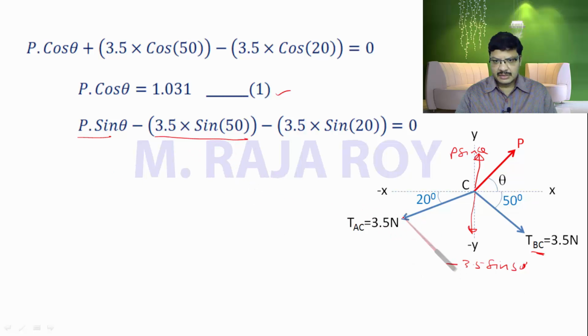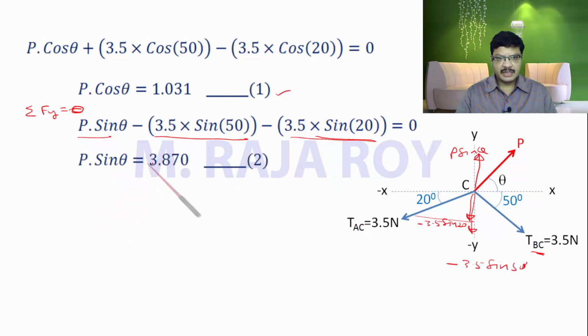Now if you observe this, this will also act in the downward direction, that is 3.5 sin 20, negative, equal to 0. We are getting this by using the equation sigma Fy equal to 0. If you simplify this, P sin theta equal to 3.870. Just take the sine and cos values, substitute and simplify, then you will get something like this. You call this equation 2.